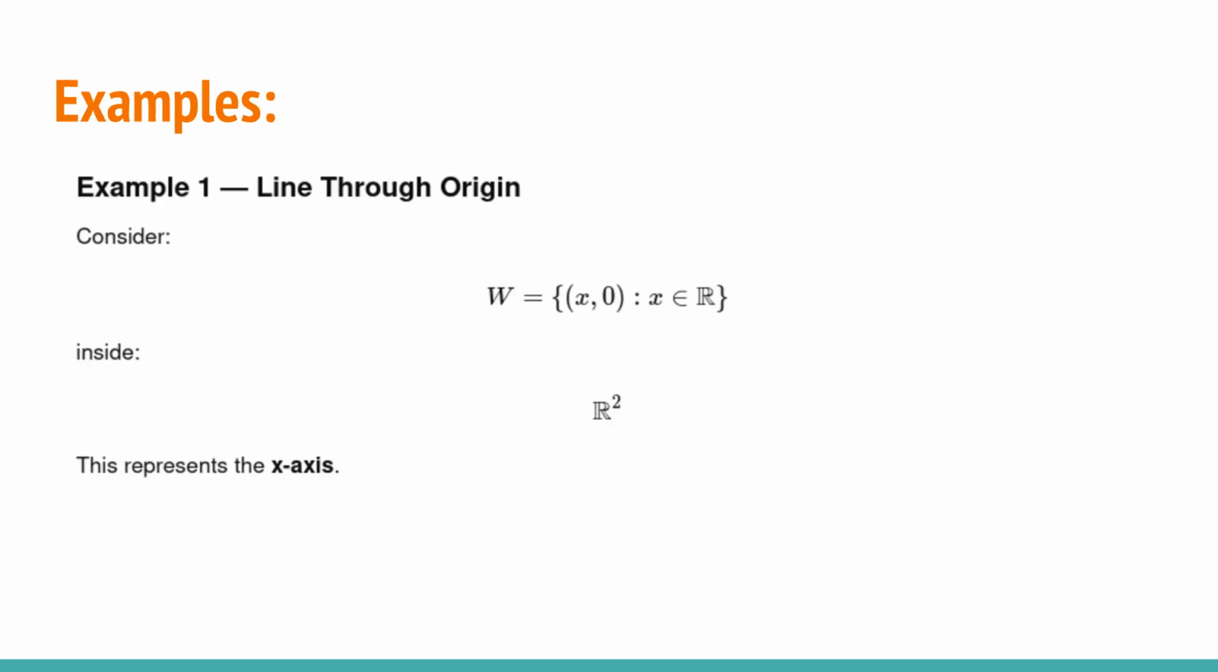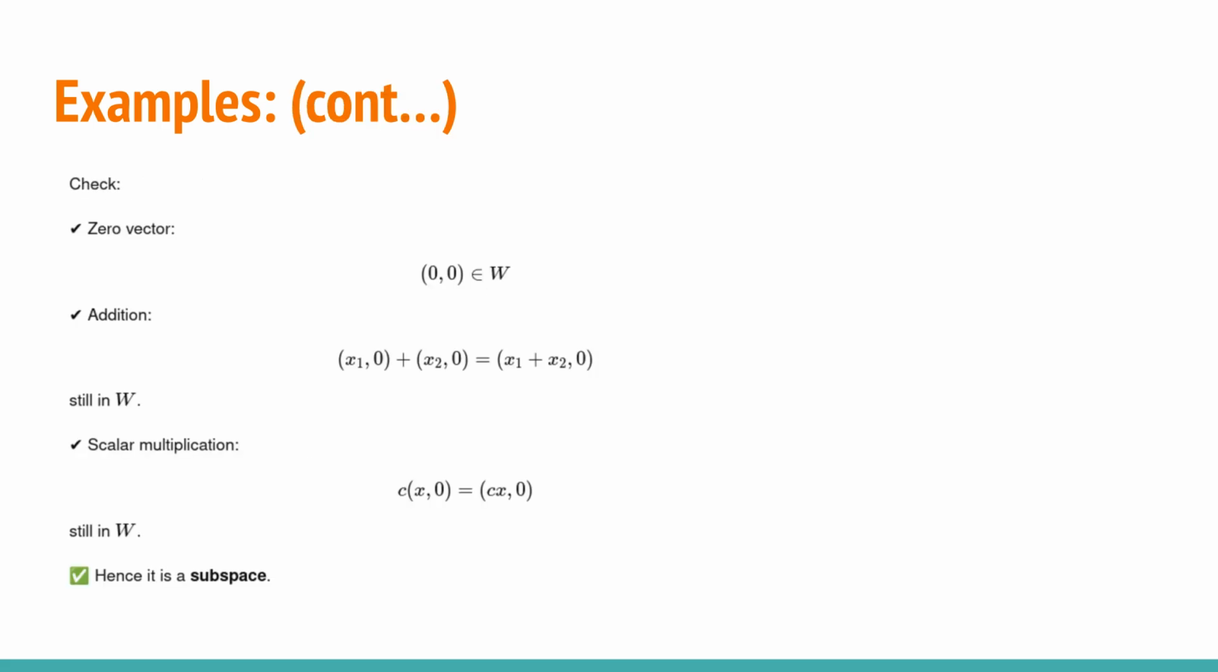Let's look at an example, a line through the origin. Consider W as the set of vectors (x, 0) in R squared. This represents the x-axis. We check the conditions for the x-axis example. It contains the zero vector (0, 0). It's closed under addition: (x1, 0) plus (x2, 0) equals (x1 plus x2, 0), which is still in W. It's closed under scalar multiplication: c times (x, 0) equals (cx, 0), which is still in W. Hence, it is a subspace.